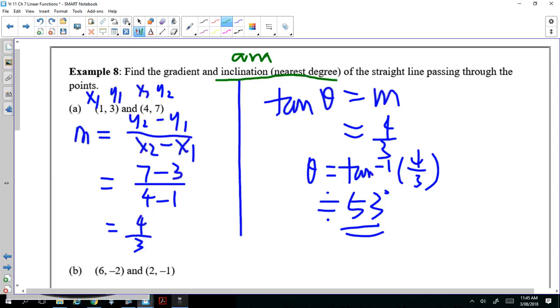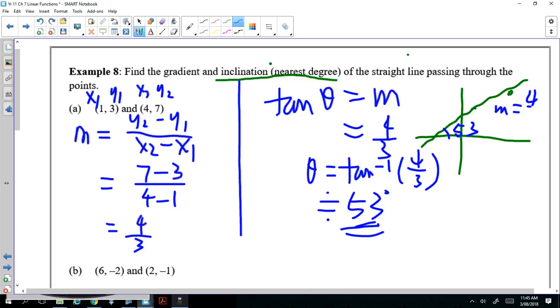It looks like this. If I have these 2 points, (1, 3) here and (4, 7) there, and you join them, the angle it makes with the x-axis is 53 degrees, and the gradient is 4/3. Does that make sense? Okay, can you try the next one? Find the gradient and hence the angle. It's pretty easy. You should have a try.